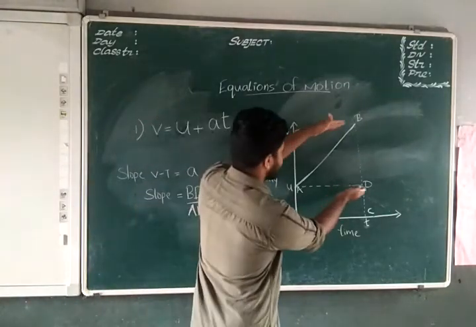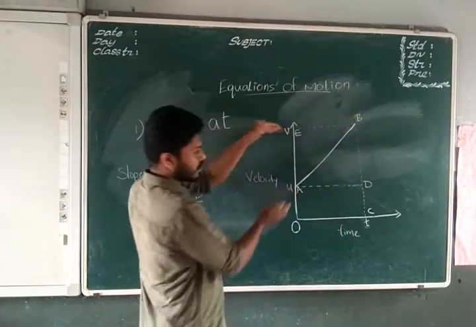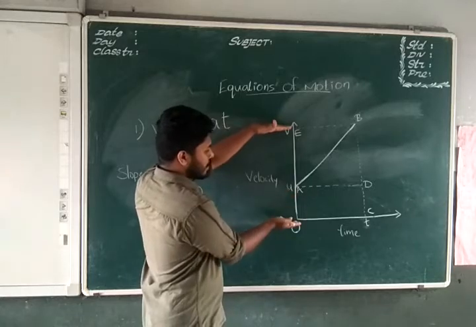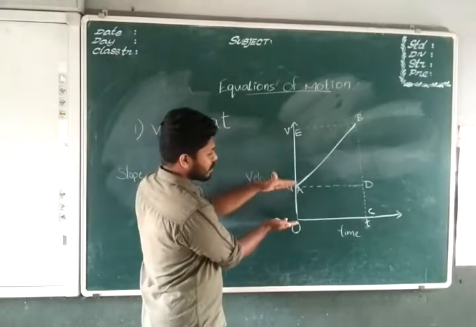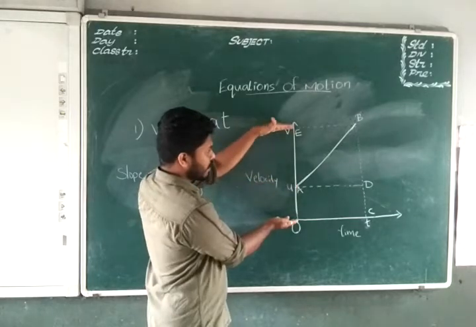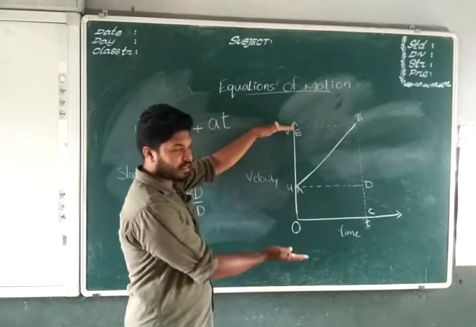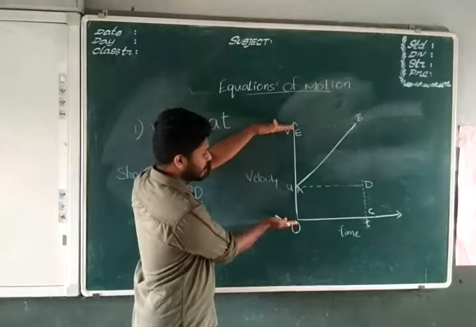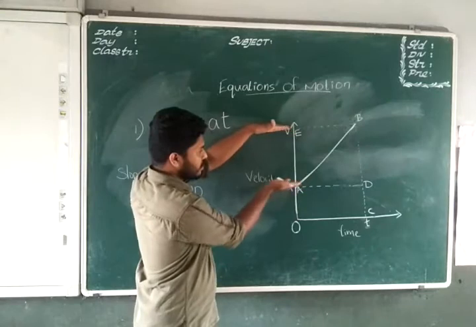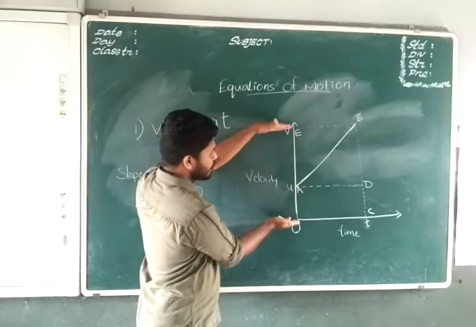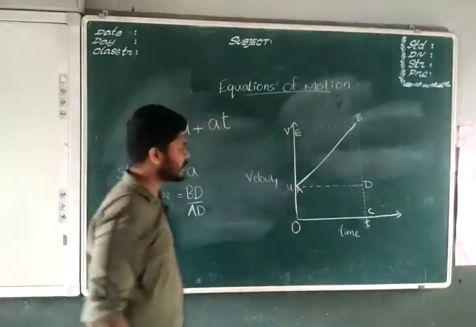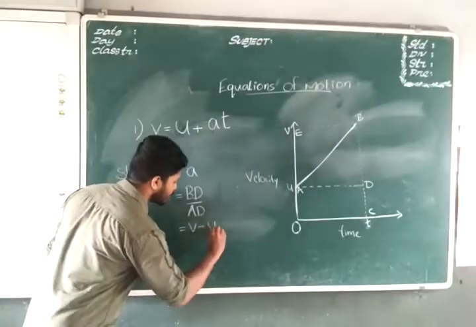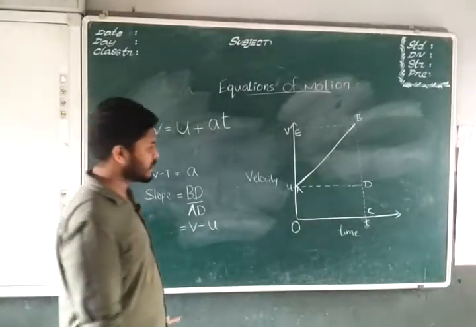Now, what is BD? In order to get BD, let's take it here. Total it is V, and this much it is U. So BD is actually the total minus this much. If we reduce this part from the total, we will get this BD. So BD is equal to V minus U.